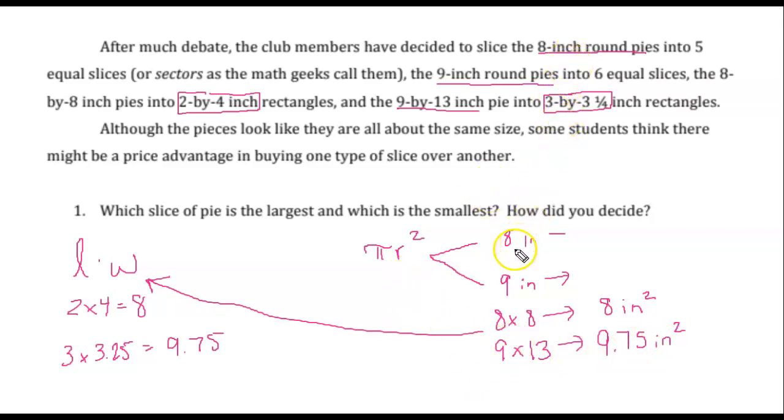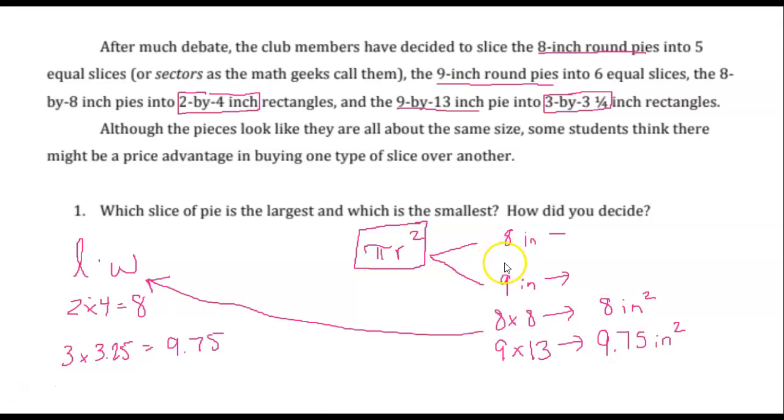Now for the round pies. I know how to find the whole pie. That shouldn't be a problem. But there's not a formula for one individual piece. But if I find the whole pie and I'm making it 5 equal slices, I can just divide it by 5 to get its 5 equal slices.